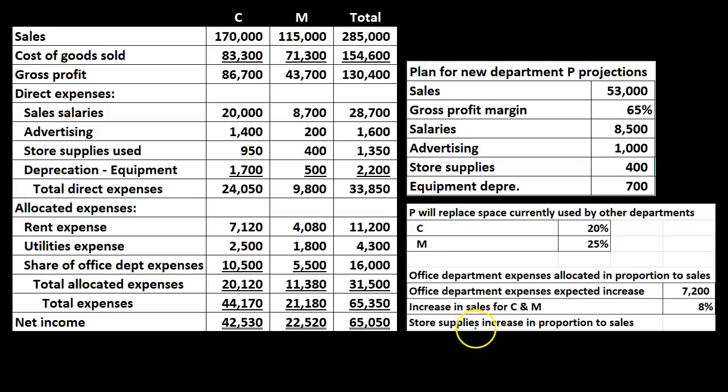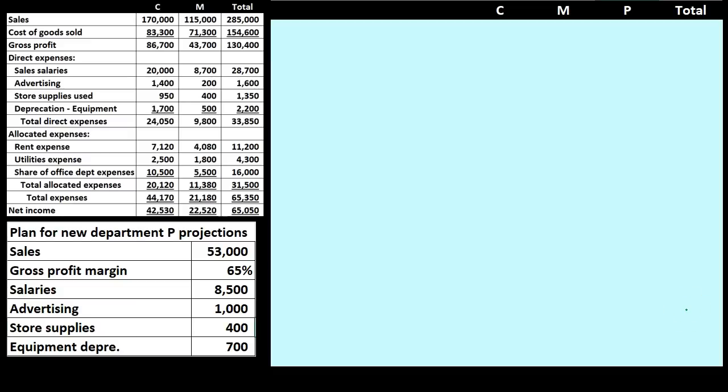And then there's going to be an increase in sales for C and M. We're going to say 8%. So we think these items are going to go up. The sales lines are going to go up, projected next time period, by the 8%. And then of course we're going to add P, which has the sales number of 53,000. Store supplies increase in proportion to sales. So when we're considering the store supplies, it's going to go up in relation to the increase in sales, in essence, an 8% increase.